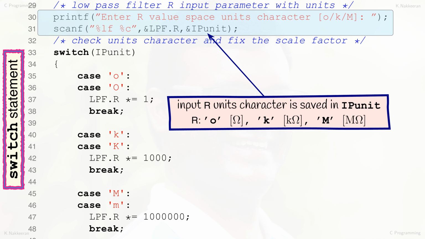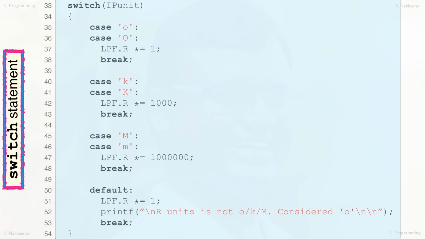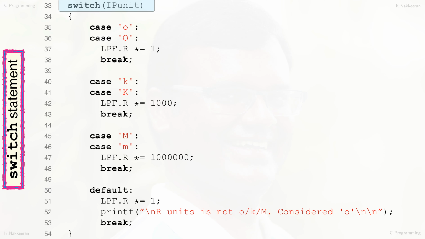Using line 31 scanf statement, keyboard input R value and units alphabet character are respectively stored in the memory address location of LPF.R and IP unit. Lines 33 to 54 are the entire set of switch statement lines written to check the IP unit character variable alphabet is either O or K or M and appropriately the R value is rescaled to the basic unit value of resistance. Line 33 is the first line of the switch statement which starts with the keyword switch.